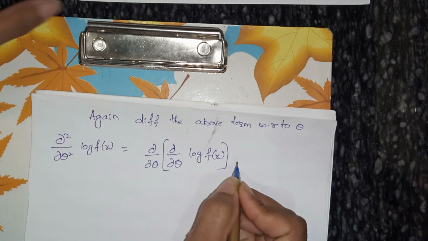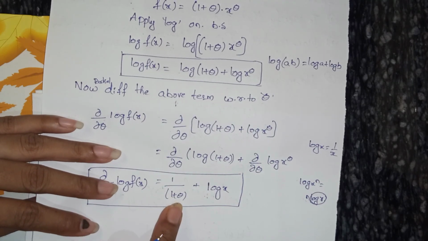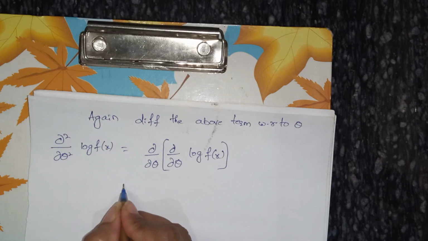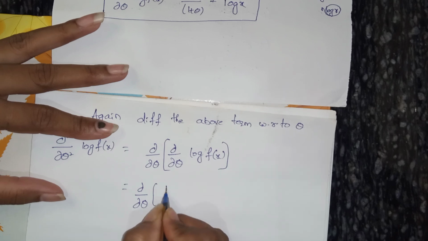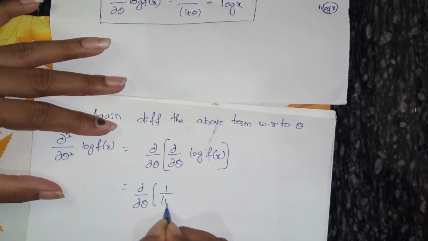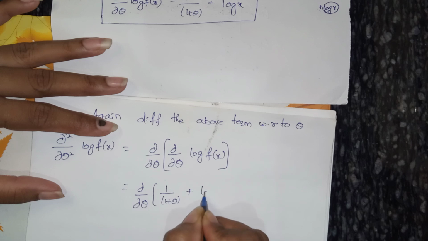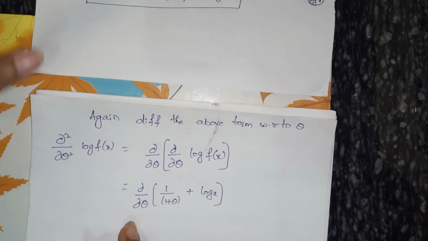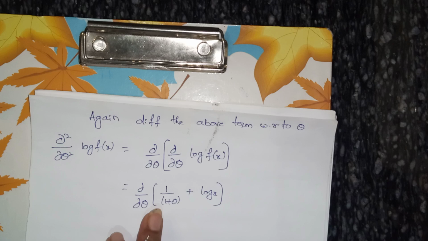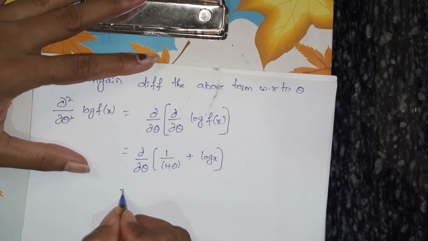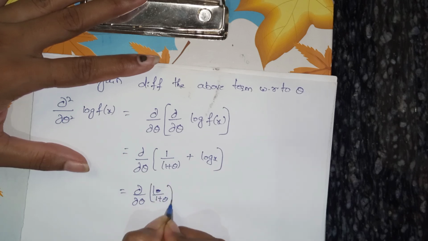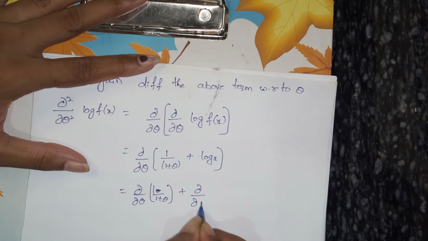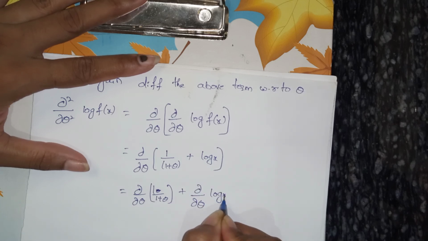So what is the value of dou by dou theta log f of x? Value is 1 by 1 plus theta plus log x, no? So dou by dou theta into 1 by 1 plus theta plus log x. Okay, so this dou term I am going to split for both the terms. So dou by dou theta into 1 by 1 plus theta plus dou by dou theta into log x.